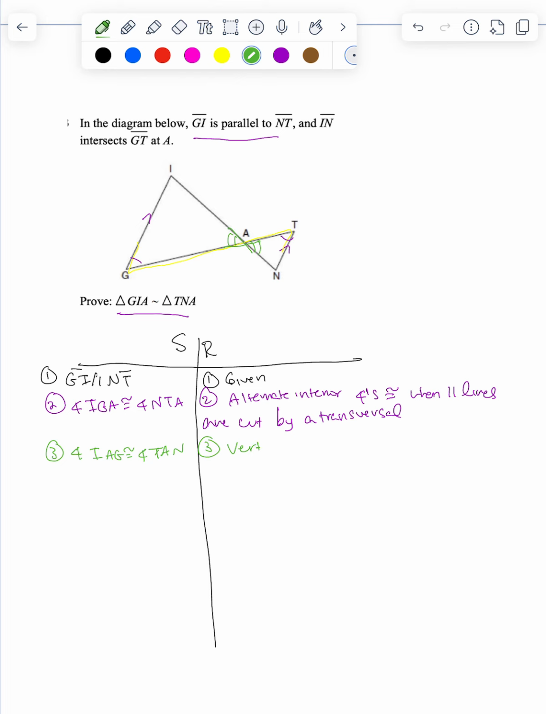and that is because, let me use the full reason here, intersecting lines form congruent vertical angles. And those are the two angles that we were using for AA to prove the triangles similar. So now that they're both in our proof, we can say that triangle GIA is similar to triangle TNA by AA. And we are done with our proof.